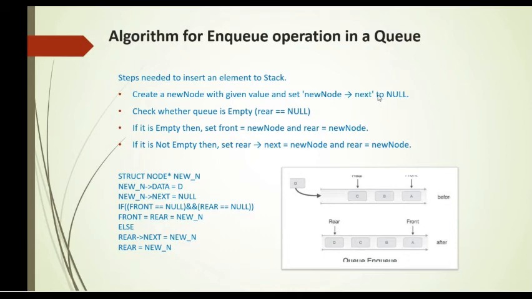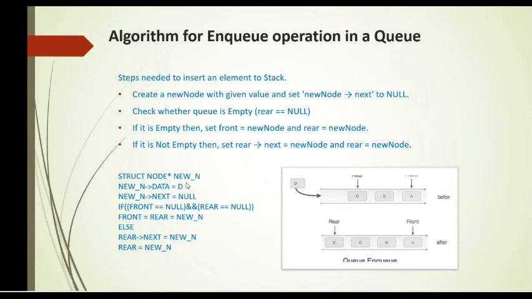If the rear of the queue is null, that means the queue is empty. So if it is empty, we would set the front node as the new node and rear as the new node. Okay. If it is not empty, then we will set the next of rear equal to the new node and rear equal to the new node. What it means you can understand from here.